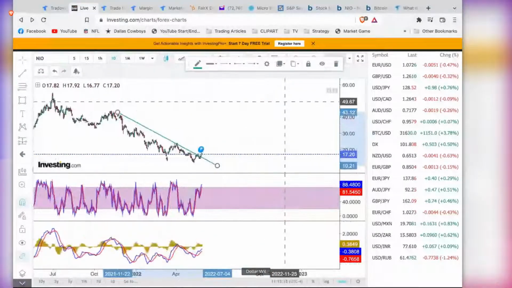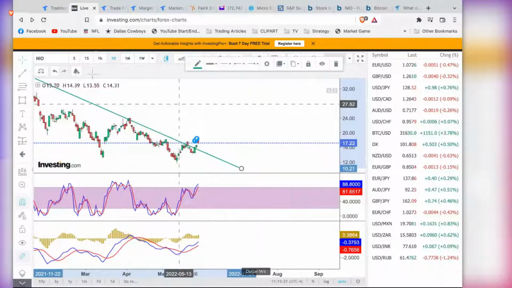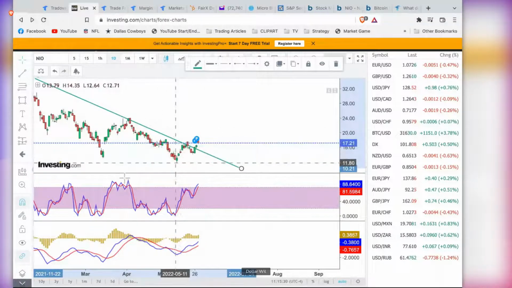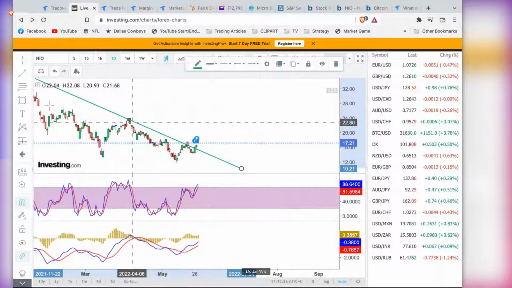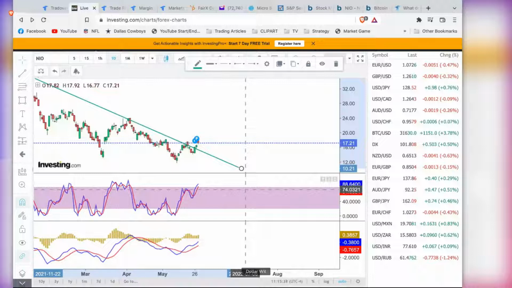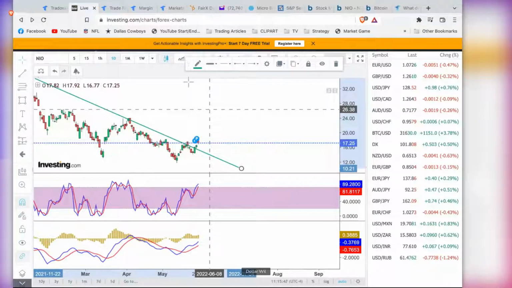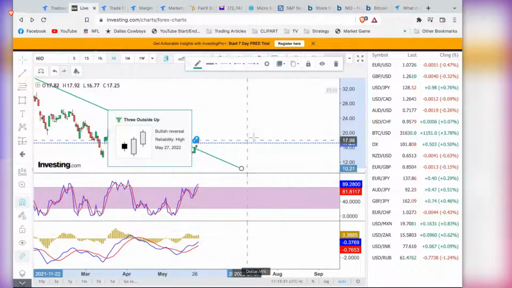A corrective pattern, a correction, is a pullback, a counter-trend move that's part of a larger trend the other way. So a correction would be a pullback, likely up to this area, somewhere in there, and then resuming the downward trend. Depending on the size of this trend up that we're in right now, I won't know until later if this is a corrective pattern or reversal pattern. It's too early to know.